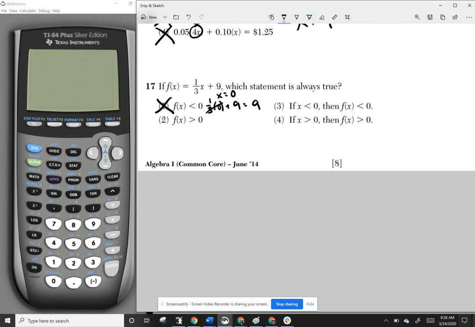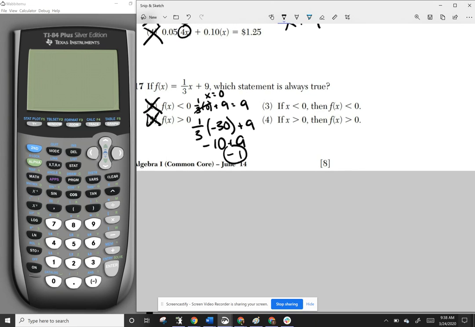Okay, number 2. Is the function always going to be greater than 0 or positive? So let's see. Can we find a number that makes it 0 or less than? So we get 1/3. And now we want to pick something super negative and see if it's enough. So why don't we do, I don't know, negative 30 plus 9. And I choose 30 because it's easily divided by 3. So negative 30 times 1/3, or negative 30 divided by 3, we're going to get negative 10 plus 9, which equals negative 1. In this case, is the function positive? Absolutely not.